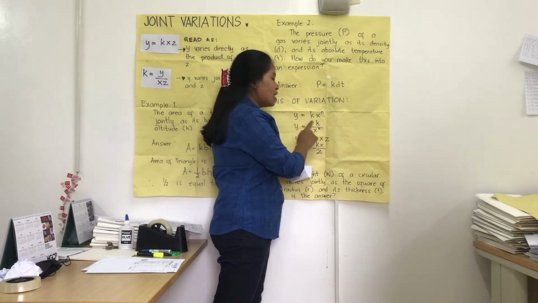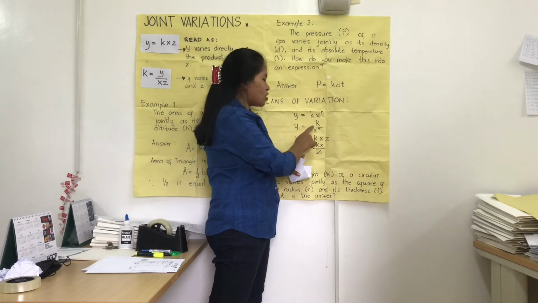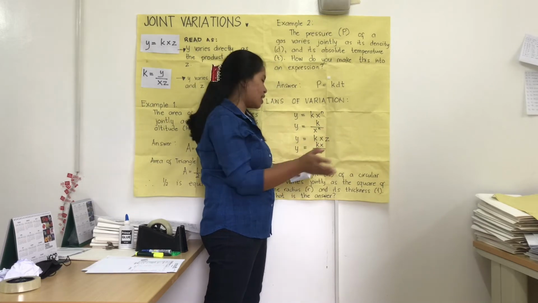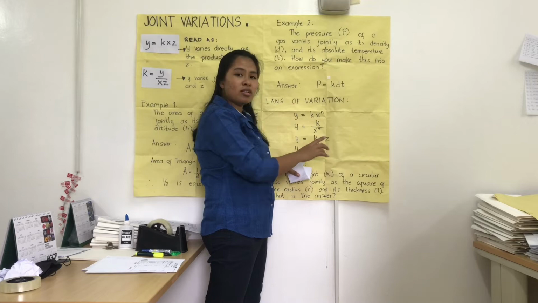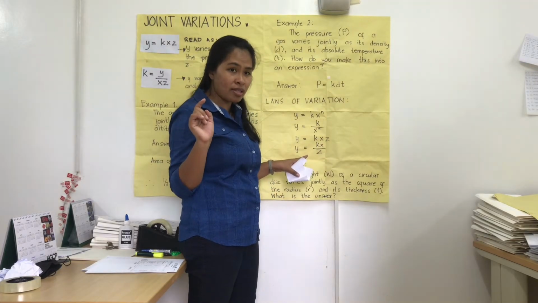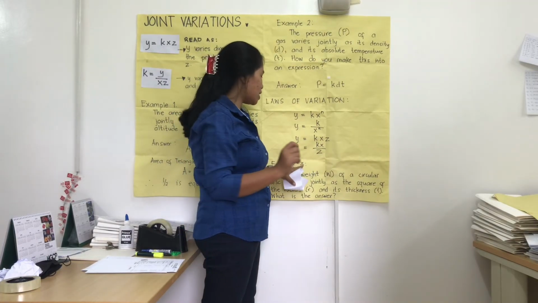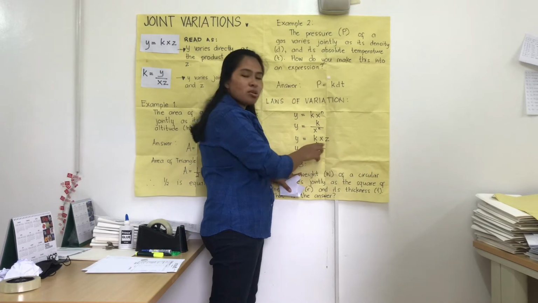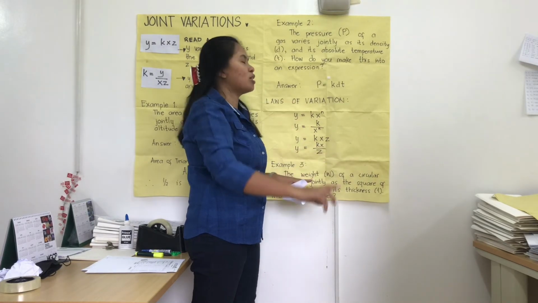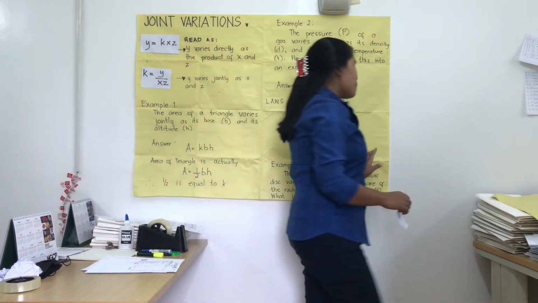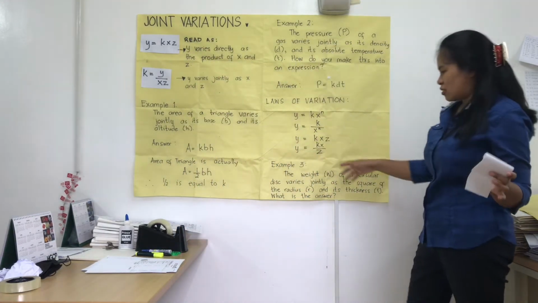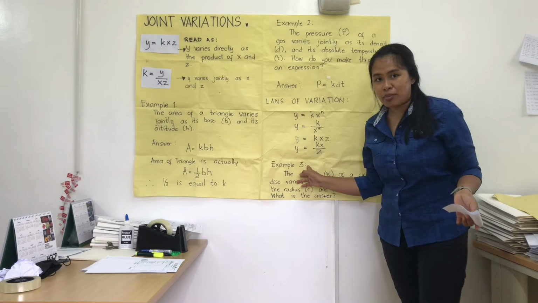This is an inverse variation based on the division sign. And now that there are three variables and one constant, this is now a what? Yes, a joint variation. Three variables and one constant, joint variation. Very good. So now, from these laws, we can now answer example number 3.